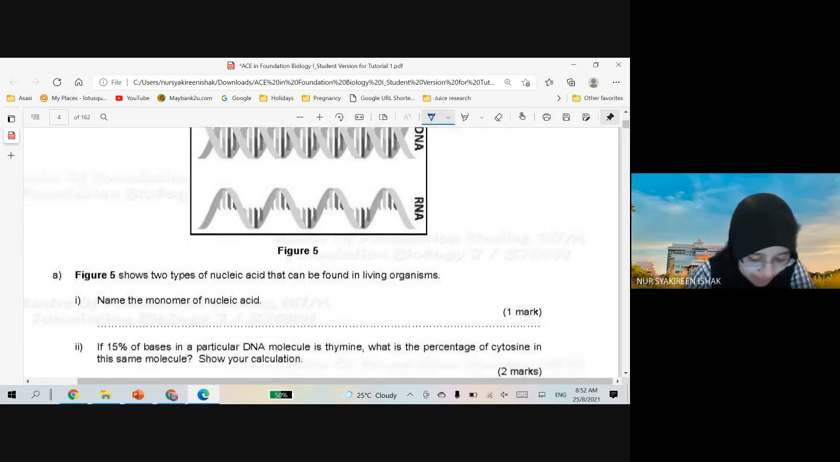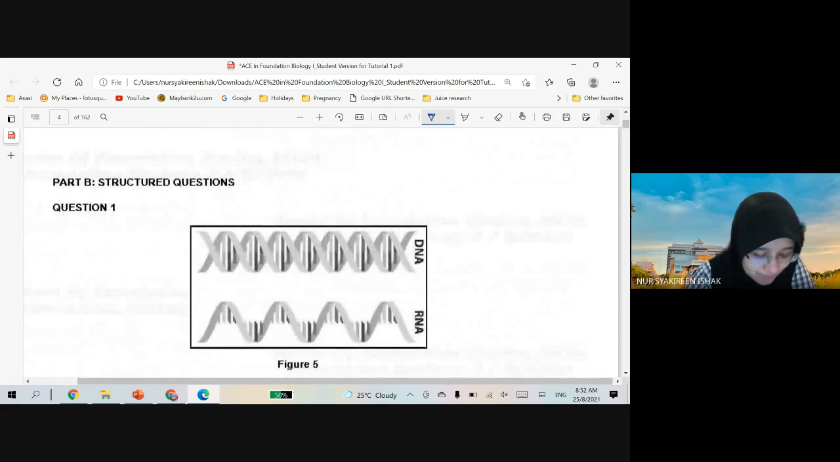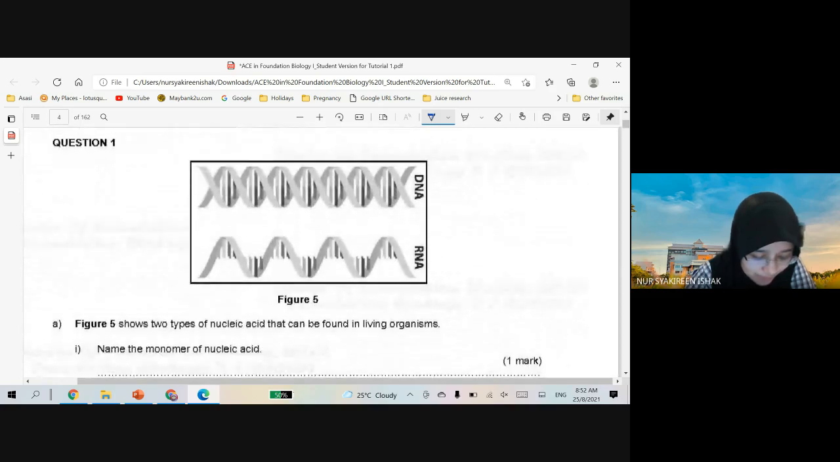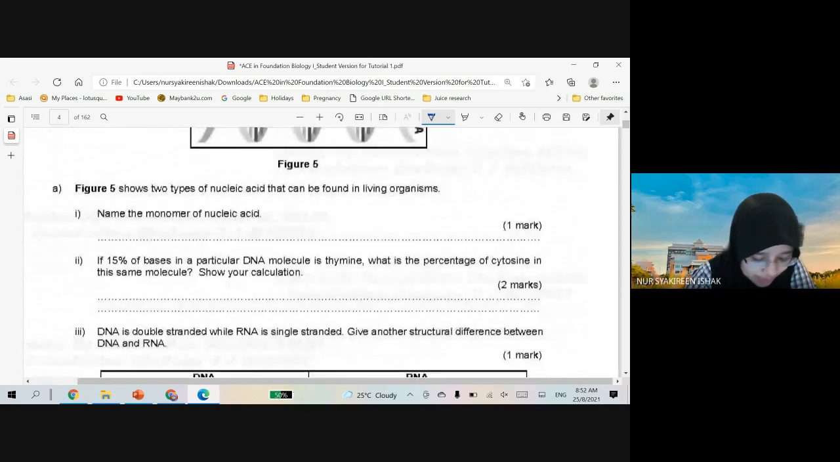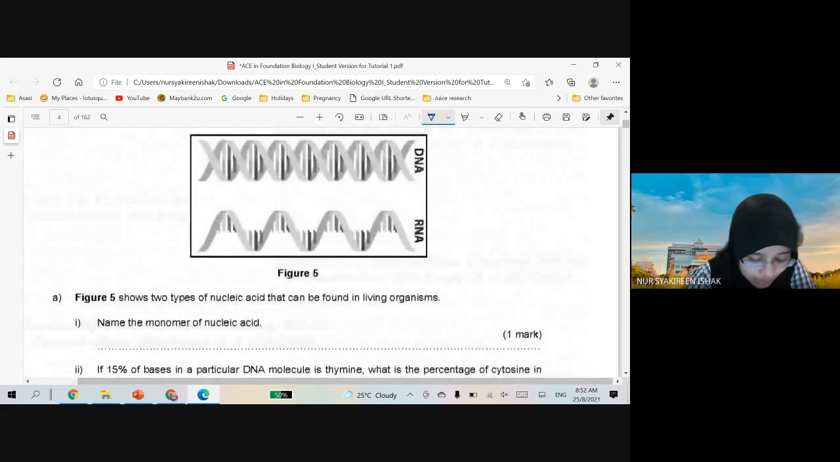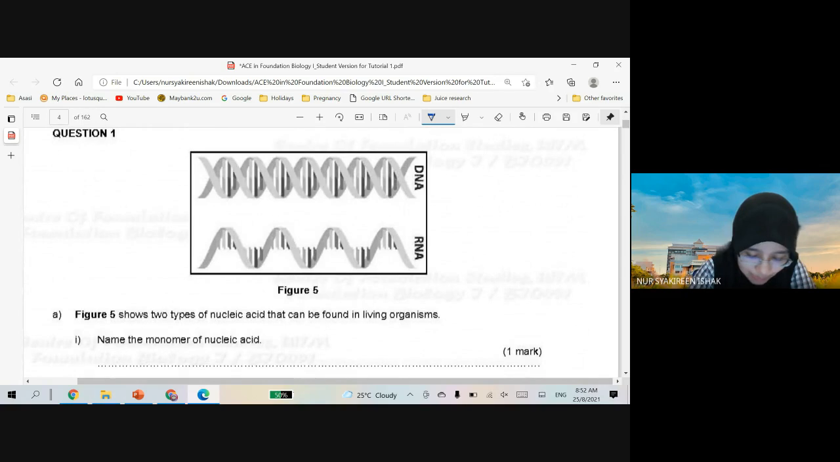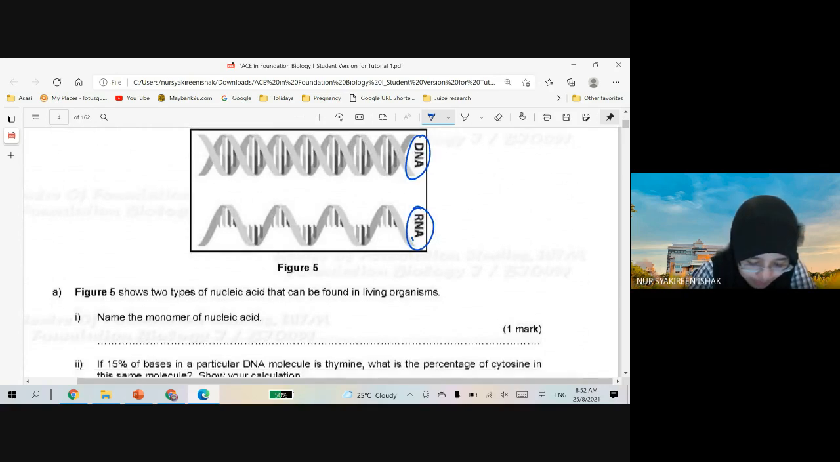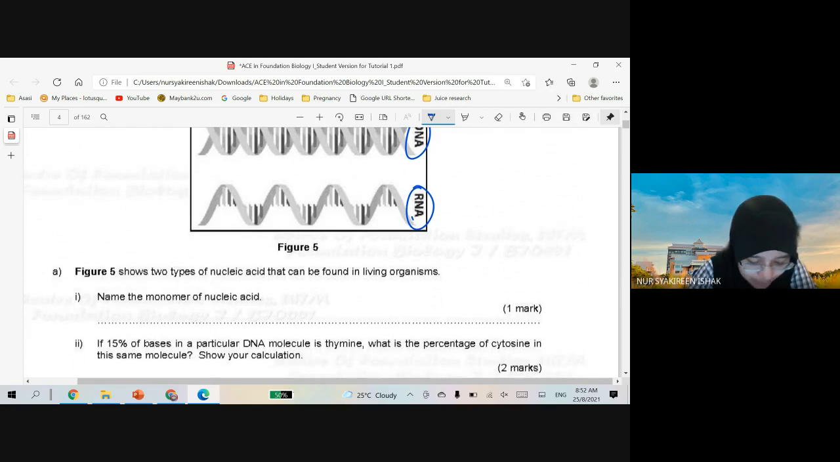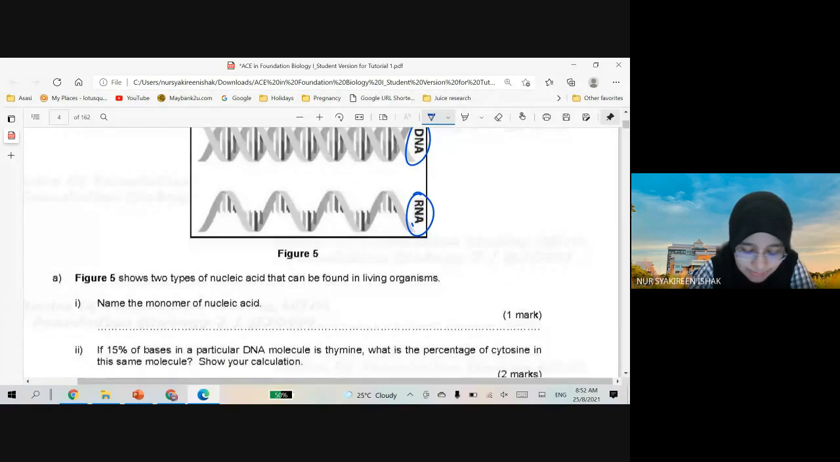Okay, alright. So part B, structure question. Okay, for question number 1. Figure 5 shows 2 types of nucleic acid, which is you have DNA and also RNA. Okay, so name the monomer of nucleic acid. Alah, senang je ni. Apa dia? Ni markah free je. Soalan dalam exam ni nak bagi markah free. Okay, nucleotide.